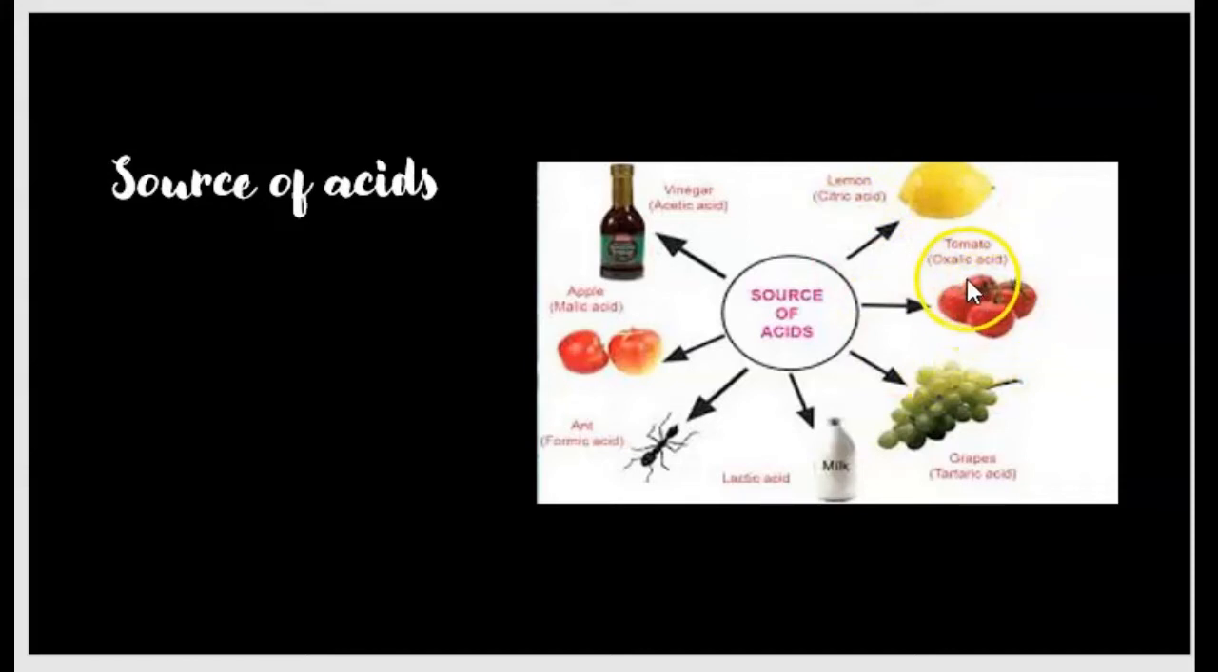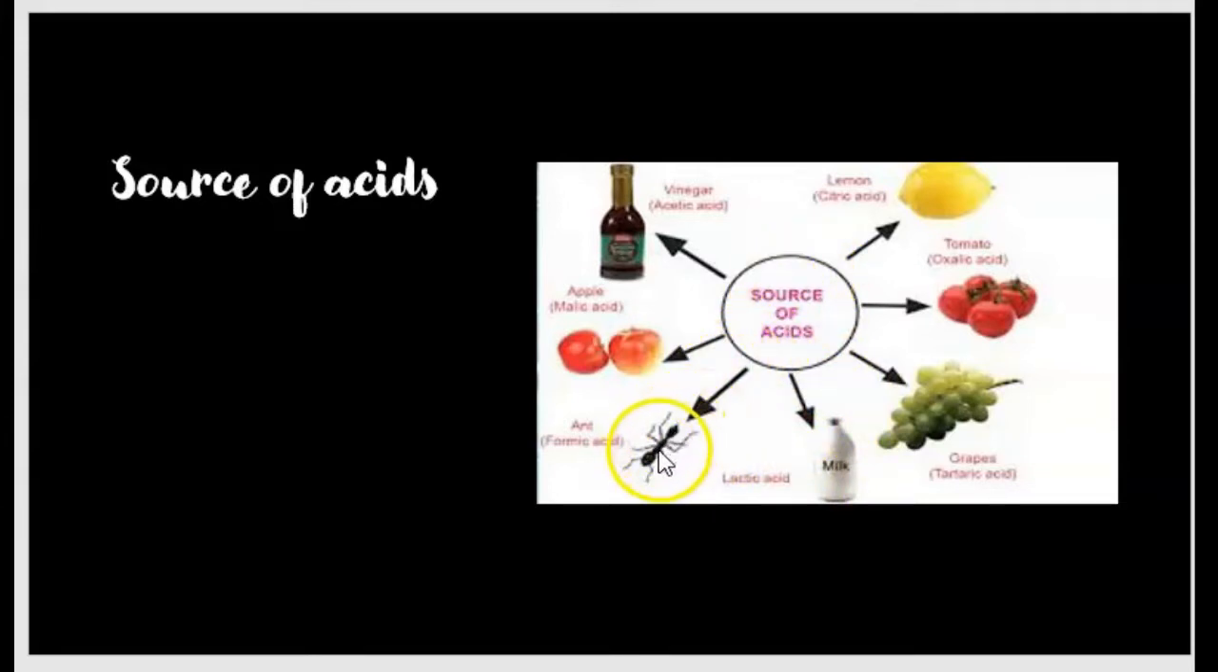Coming to tomatoes, you can see here tomato contains oxalic acid, and the particular taste of this tomato is because of the oxalic acid present in it. And coming to grapes, green grapes or whatever their color, they contain tartaric acid. And another one is milk. Milk is white in color due to the presence of casein, and it contains lactic acid.